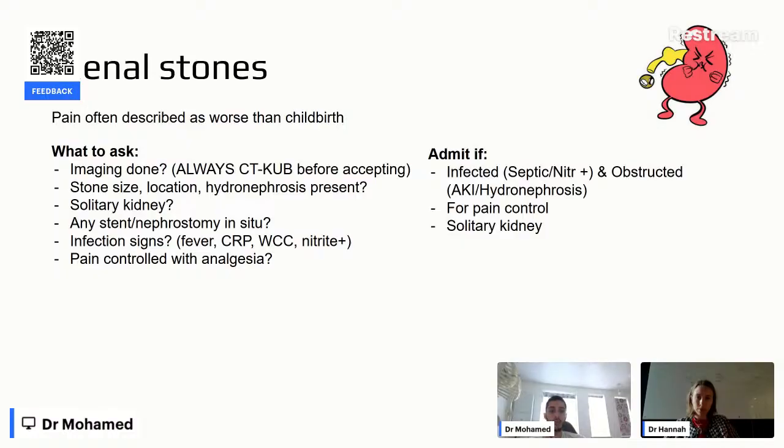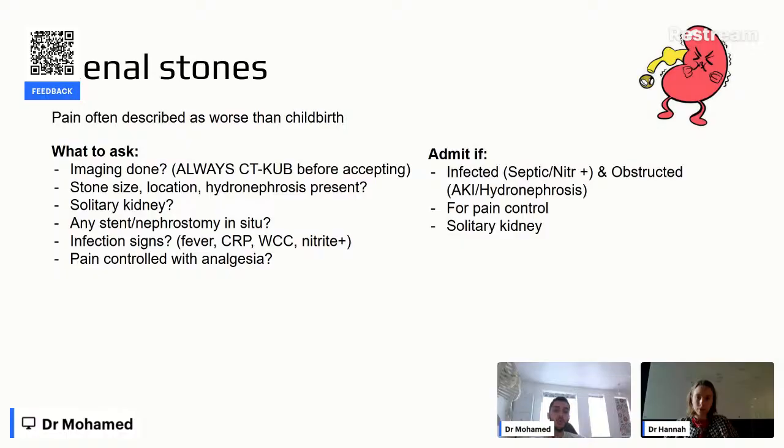When do you want to admit these patients? If they are infected, so if they're septic, obviously they have to come in, and not just come in, but the reg or consultant need to be made aware very, very quickly. And of course, if the kidney stone is causing obstruction, so again, you've got the duo of hydronephrosis and an AKI, then they need to come in as well.